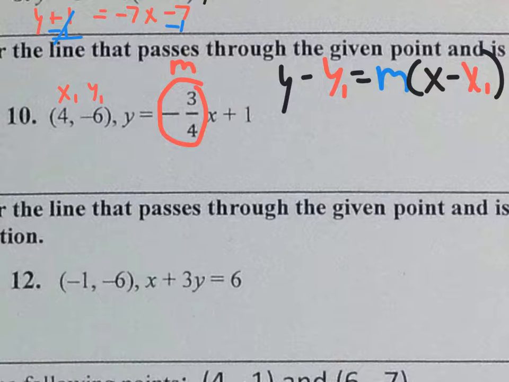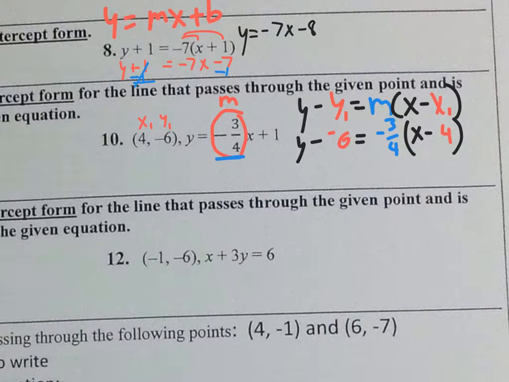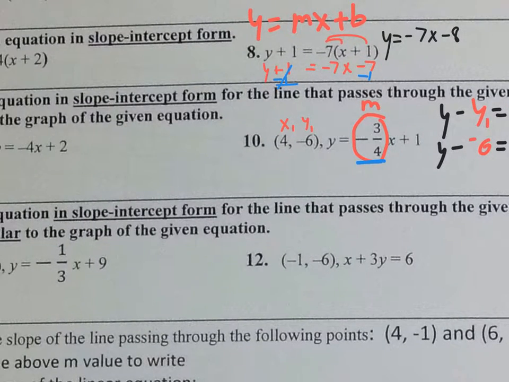So if I do this work, y minus y1, what's y1? Negative 6 equals m, what's m? Negative 3/4. You should know that because they tell you that it's parallel. If it's not parallel, you don't have that same slope. And then you have x minus x1. What's x1? 4. There's your point-slope form equation. But what form do they want it to be in? Slope-intercept, correct? Slope-intercept, it says right there.